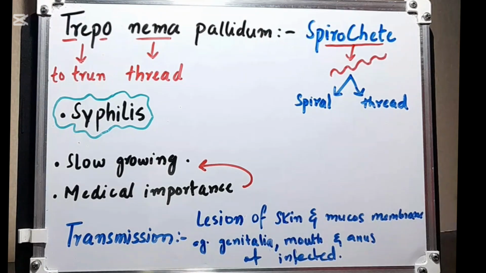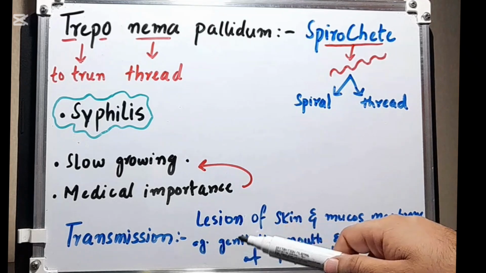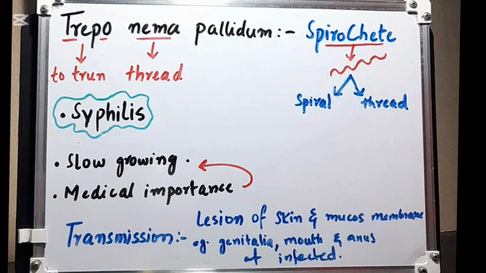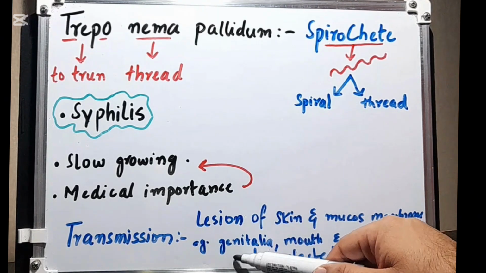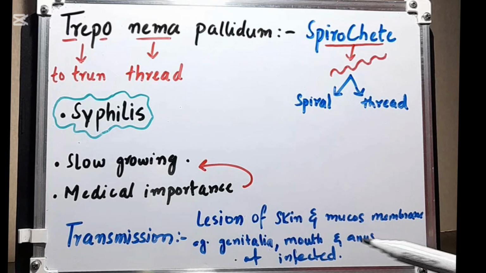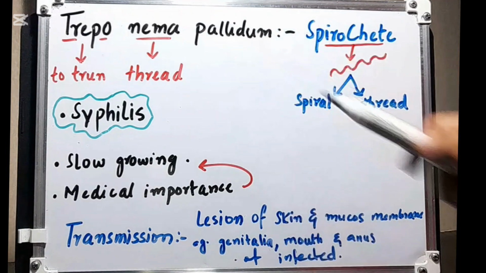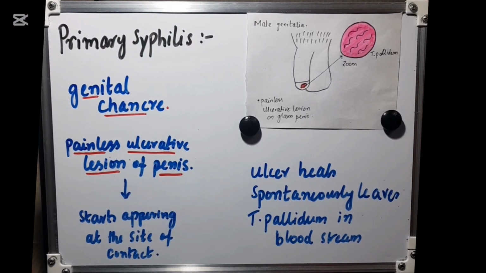Transmission of Treponema pallidum. Only humans are the reservoir for Treponema pallidum. Animals are not a reservoir. The transmission can occur through lesions of skin and mucous membrane. For example, it can occur through the genitalia, mouth, and anus of a person infected with T. pallidum. Now we will discuss primary syphilis.